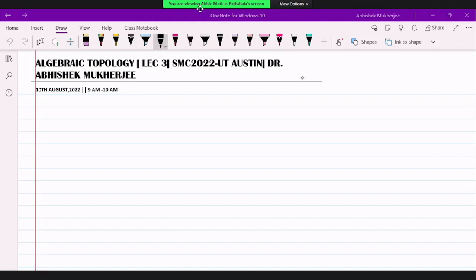So I'd like to make a quick revisit of what we defined yesterday, that is the notion of covering space. So if you have a map, suppose p is a map from some space E to another space B, and it is a continuous surjection.